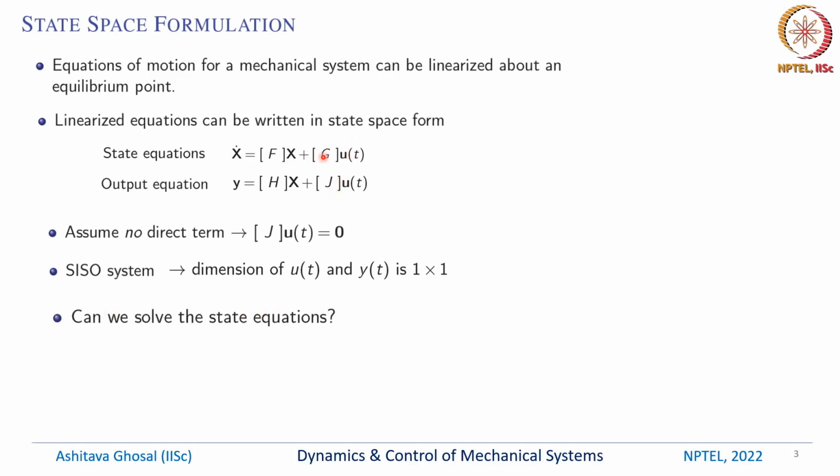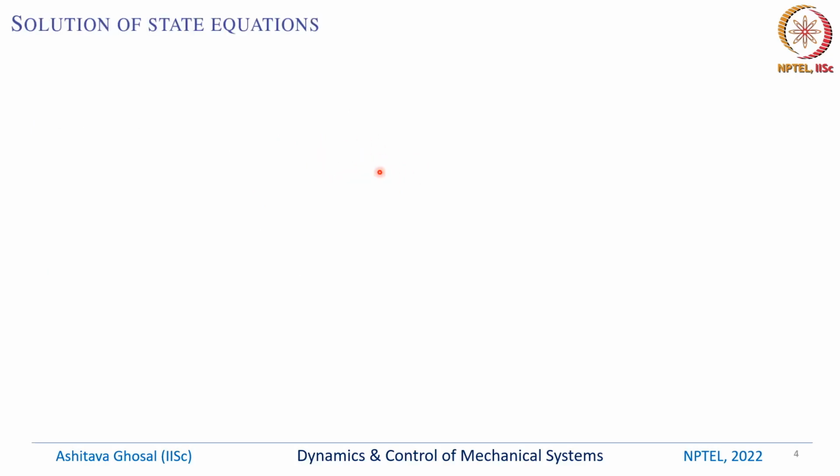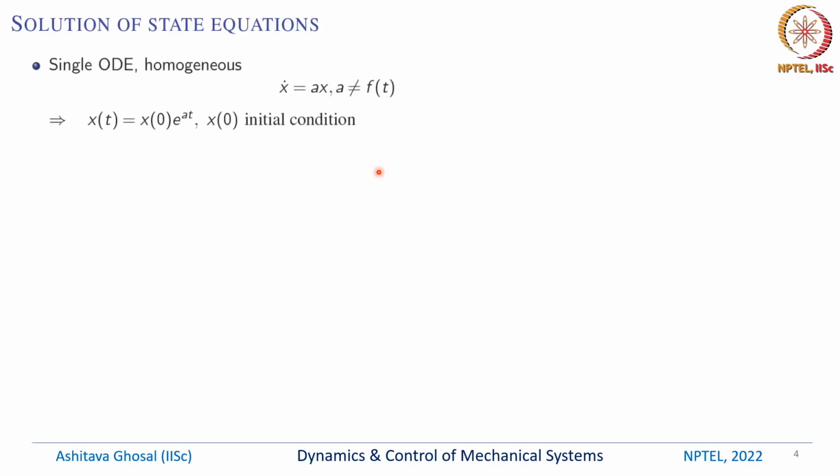So the question is, can we solve these state equations? This is a first order differential equation with constant coefficients. However, this is a matrix equation, so there are n of these ordinary differential equations. These are also non-homogeneous because it is not only x dot is equal to F into x, but there is also a u of t.